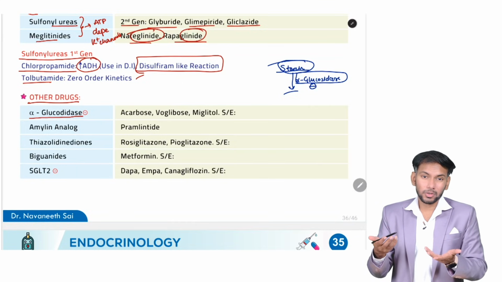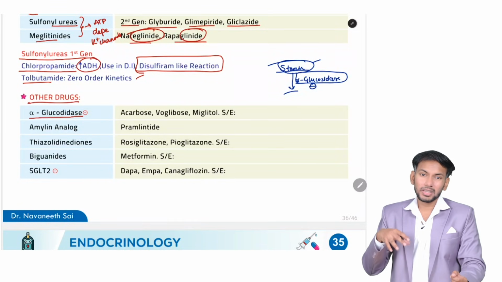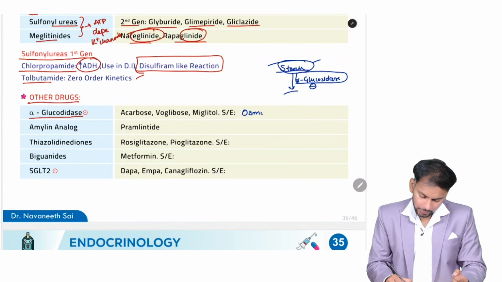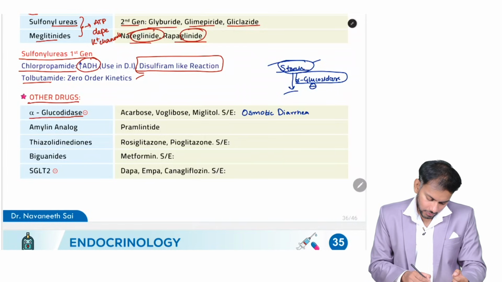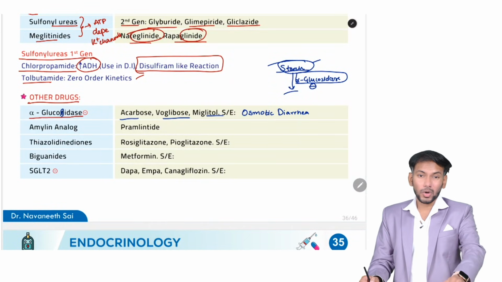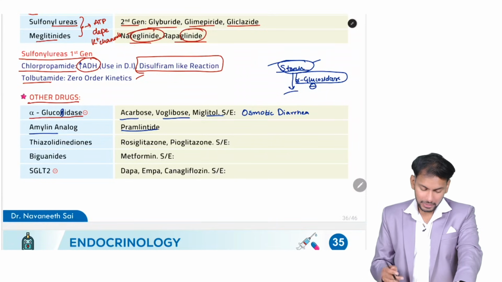Yes, it will cause flatulence. Since starch is osmotic, it will also pull the water along with it and it will cause diarrhea. This is known as osmotic diarrhea. Since it is glucosidase, the drug names are acarbose, voglibose and miglitol. Then you have an amylin analog, that is pramlintide.